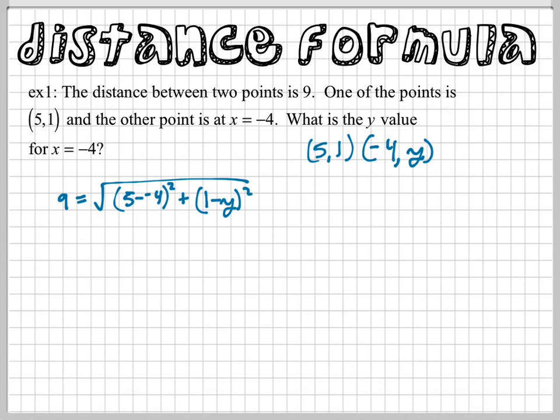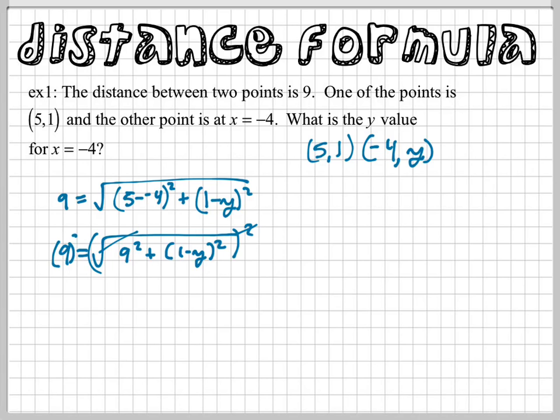Now let's do some simplification. Alright, here we go. We got 9 equals, this is going to be 9 squared, and we got a square root right there, and then we have a 1 minus y squared. Okay, how do we get rid of this square root? What's the inverse operation of square root? Yeah, we can square it.